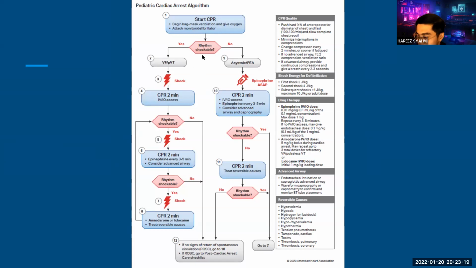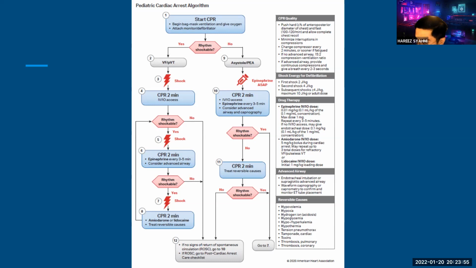If the rhythm is shockable, such as ventricular fibrillation or pulseless ventricular tachycardia, the AED, which is the automated external defibrillator, can give a shock, and then we need to continue CPR for 2 minutes. We need to establish IV and IO access, and after 2 minutes or 5 cycles, we check the rhythm again with the AED. If the rhythm is shockable, we give a shock and then do CPR.